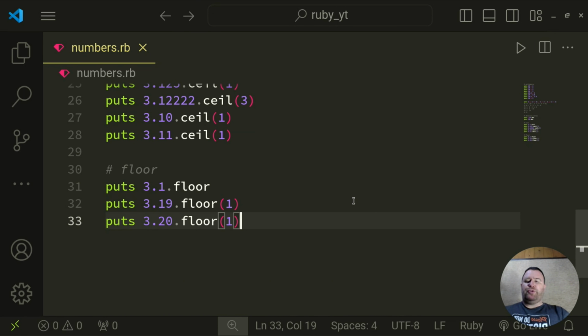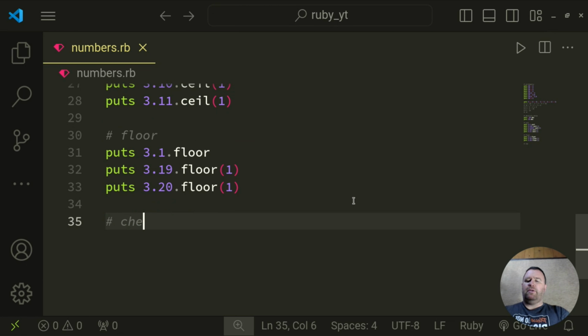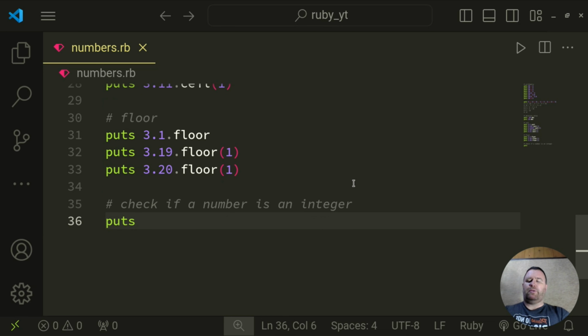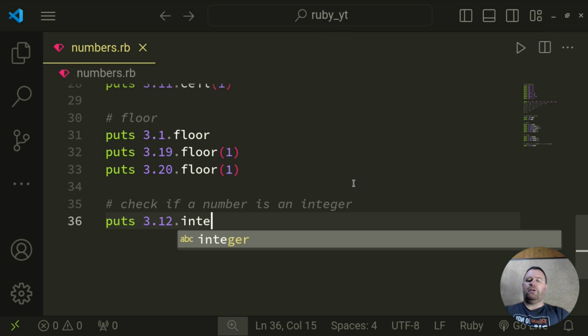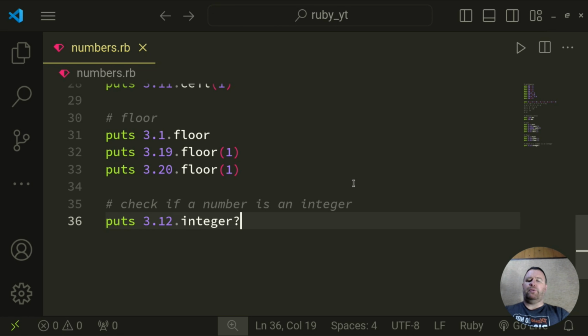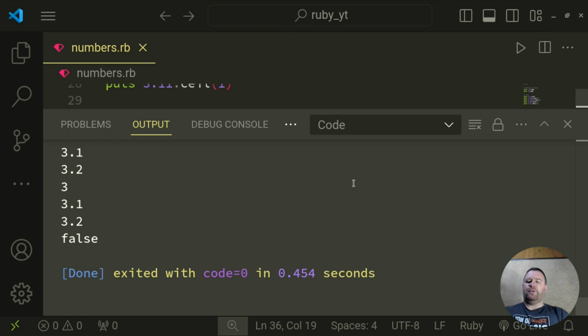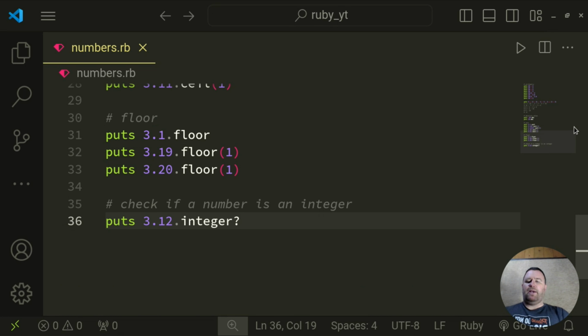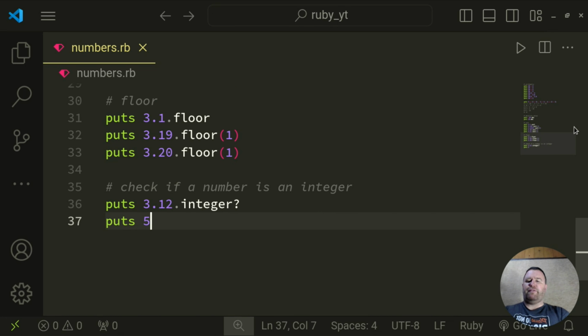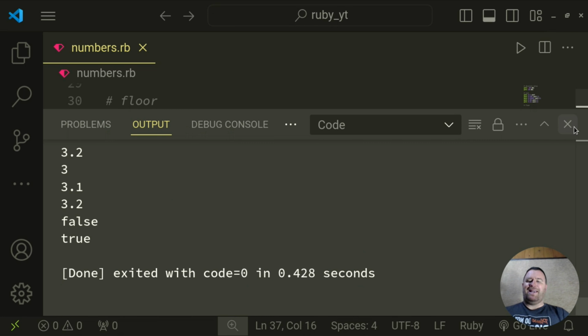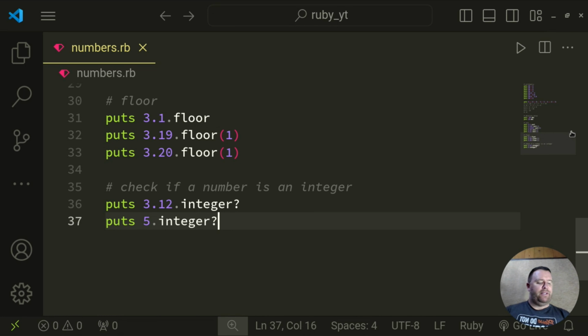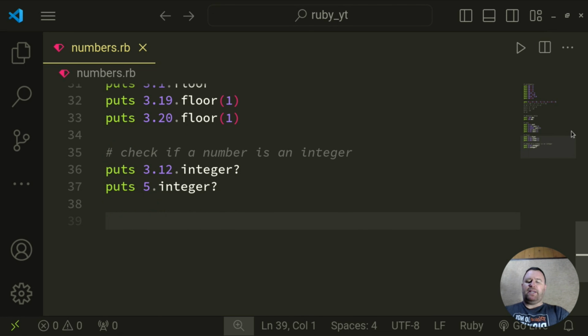We can also check if a number is an integer. And to do that, we do puts 3.12.integer? with a question mark here. And if we do that, it says false. But if we do something like puts 5.integer? with the question mark, it'll say true, because 5 is an integer.